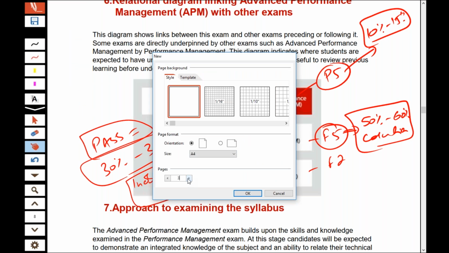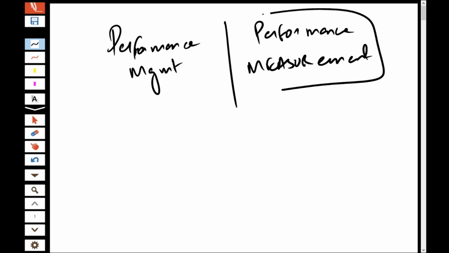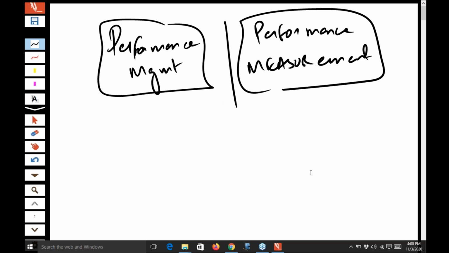Now, I'm going to move forward and discuss a few things. First of all, if I could have a quick discussion about what performance management is and what performance measurement is. I would really appreciate it if you could participate. What is performance management? What is performance measurement? I don't see any participation yet.